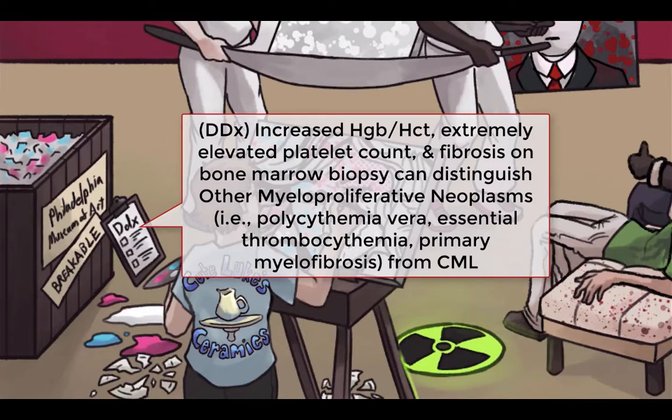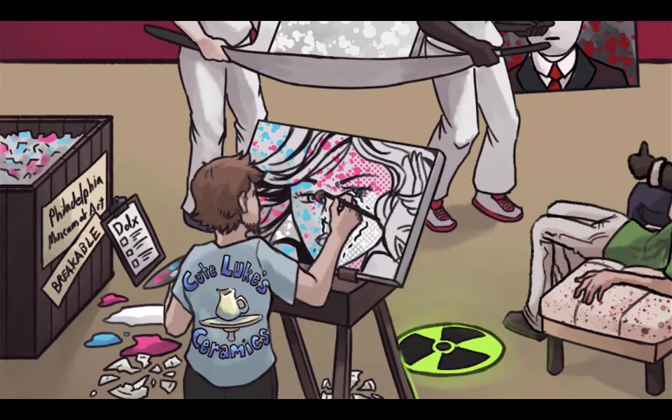In polycythemia vera, the increased hemoglobin and hematocrit give it away. In essential thrombocythemia, it's a super high platelet count, typically over 1 million. Finally, in primary myelofibrosis, it's, well, fibrosis on the bone marrow biopsy. If you're still stumped, however, just look for the BCR-ABL1 fusion gene. Most other non-CML myeloproliferative neoplasms won't have it. Sensing a pattern here?